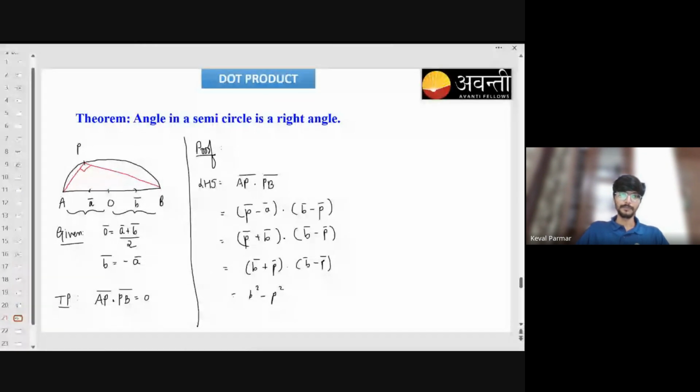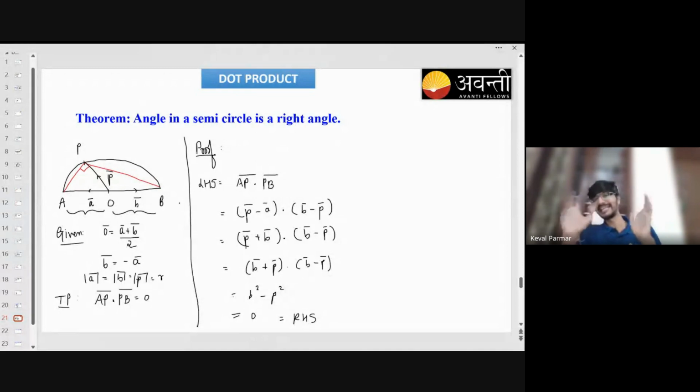And what is P square? This is P bar. And you can see mod of A is equal to mod of B is equal to mod of P is equal to R. Why is it R? Because all of them are radius. So if all of them are equal, then this is 0, which is equal to RHS. Hence proved. Hence we proved that the angle in a semicircle is 90 degrees.